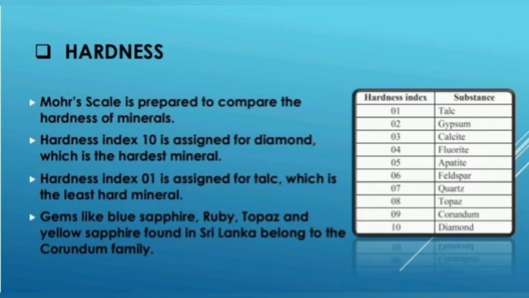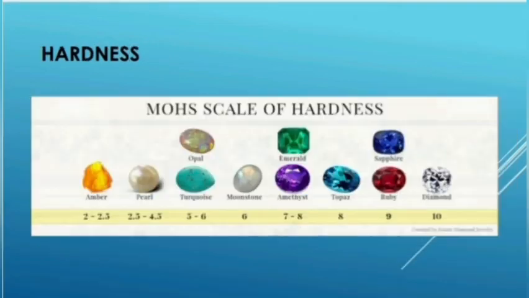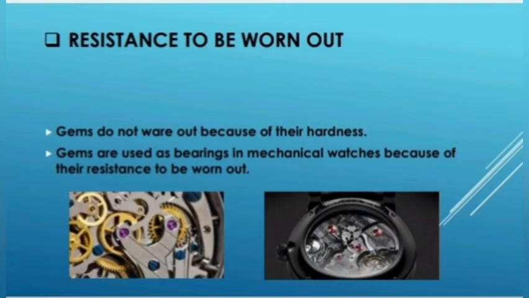Gems like blue sapphire, ruby, topaz and yellow sapphire found in Sri Lanka belong to the corundum family. This is the Mohs scale of hardness, you can observe it. Resistance to being worn out. Gems do not wear out because of their hardness. Gems are used as bearings in mechanical watches because of their resistance to being worn out.